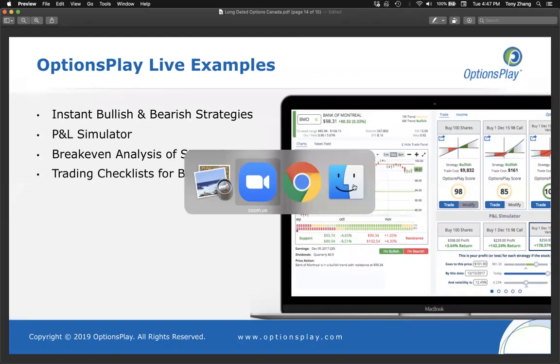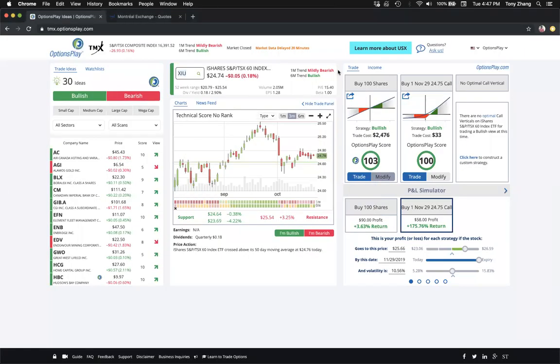So with that, let's jump over to Options Play. I want to show you some long-dated options and show you how to compare the two.